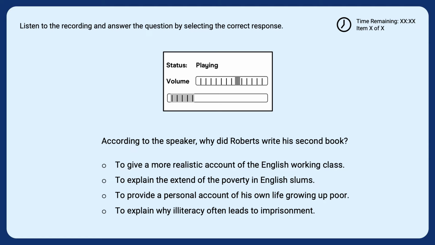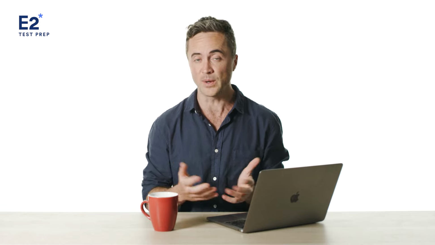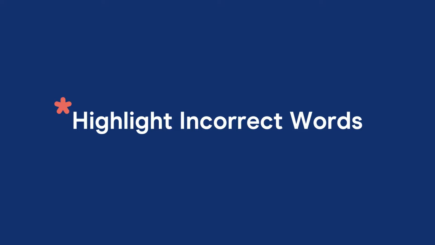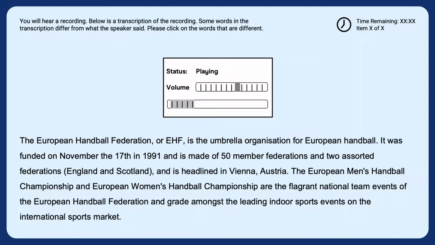How'd you go? Once you understand how these questions are written or what they're testing for, these questions become a lot easier. Okay, the last task of this practice test is highlight incorrect words. It looks like this on test day, and you'll get 1 or 2 of these questions.